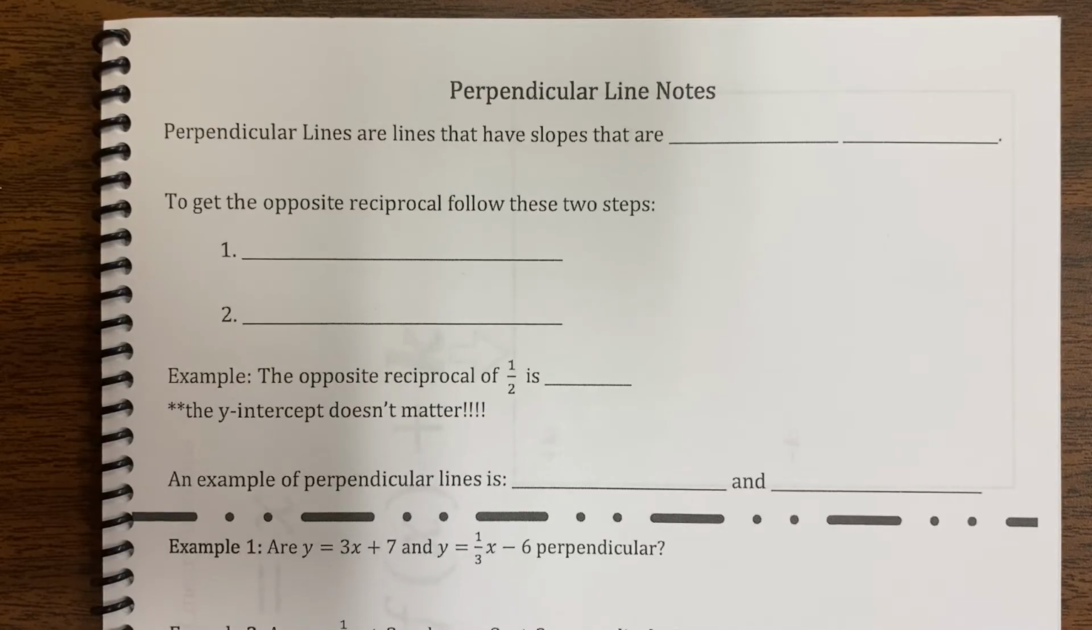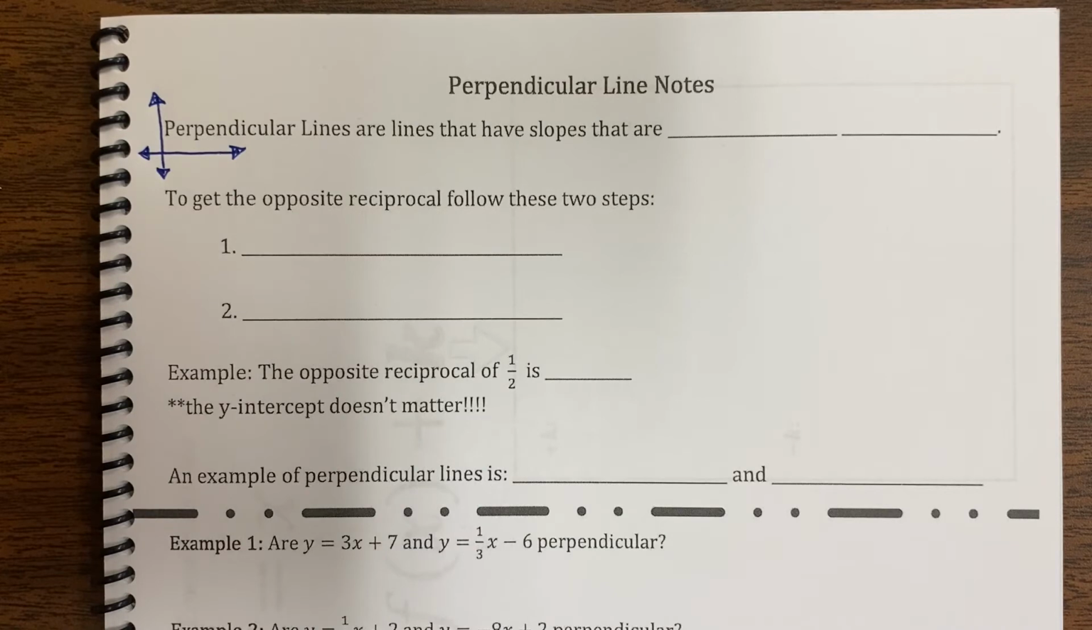Let's get started with perpendicular lines. Perpendicular lines are lines that have slopes that are opposite reciprocals.